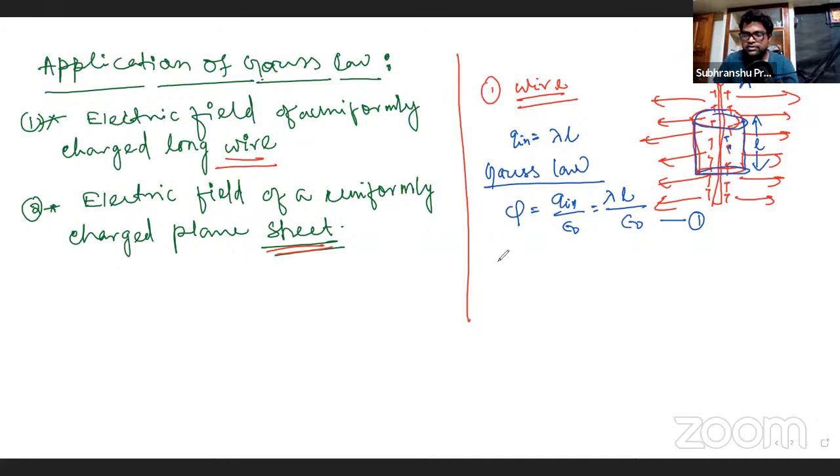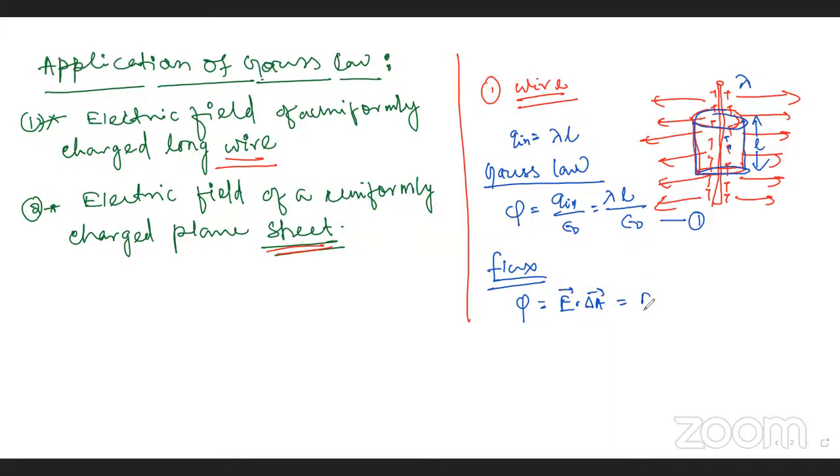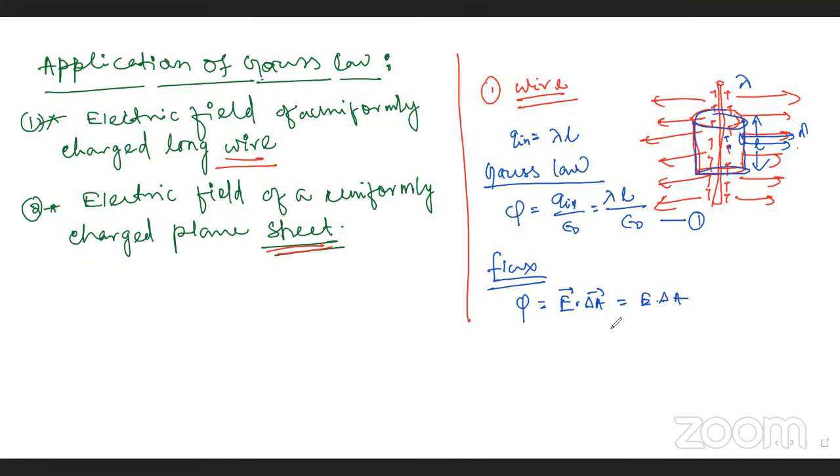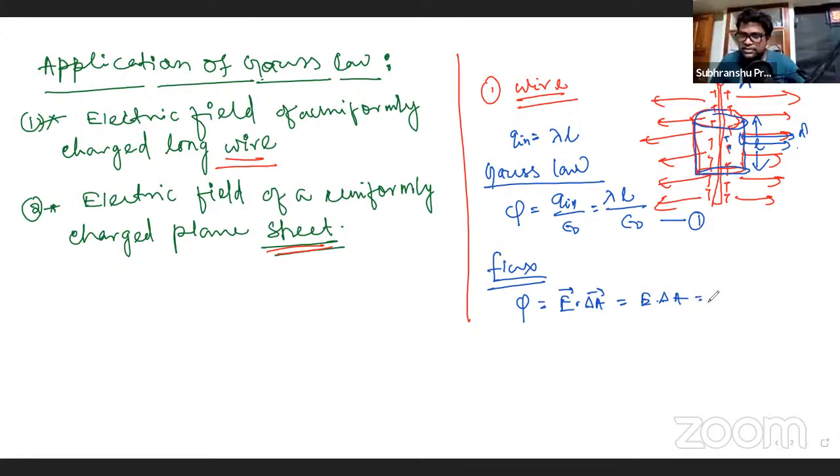Now, from the definition of flux, we know that flux equals integral of E dA. You see, E direction is this one, and the area direction is also the same. So for this curved surface, E vector and A vector are the same, so cos 0 is 1 and only E dA will be there. Clear? Yes, sir.